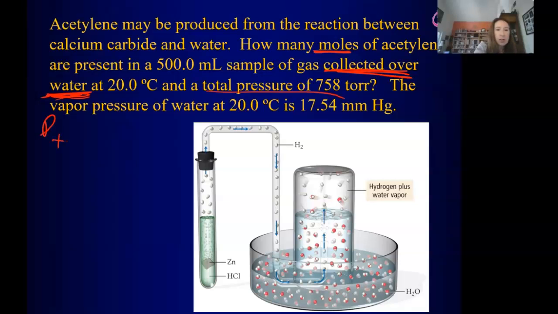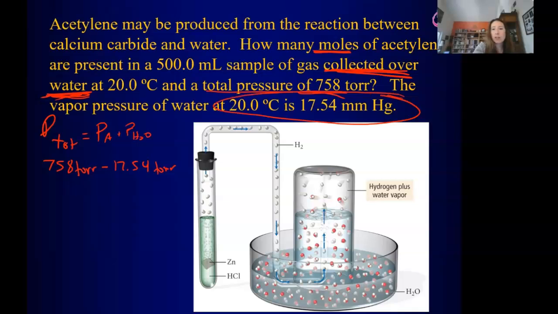Because remember, P total is the pressure of A plus B plus water. So my pressure total is 758. I need to take 758 torr and subtract out my water, which we already did in a long way, so I'm just going to do it the short way. And torr or mmHg, they're exactly the same. So that's our very first step: subtract it out. So 758 minus 17.54. And this number, by the way, is always given to you. They always give that to you.